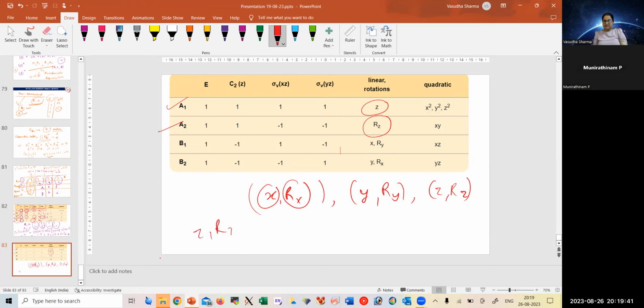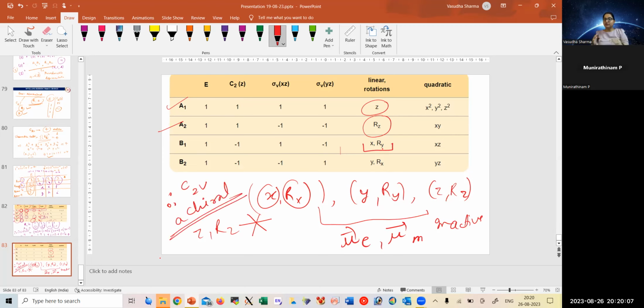So that means Z and RZ are not belonging to the same representation. Here, if you will see, the combination is there, X and RY, but X and RX are still different. So when they are not having the same symmetry, mu E and mu M are not active. They are inactive. Therefore, C2V is achiral. We already knew this fact that only the CN and DN point groups are the chiral point groups. Only those molecules which are not having any sigma, any inversion center, any improper axis of rotation would be considered as a chiral molecule.